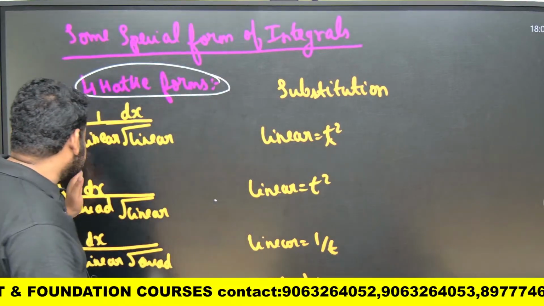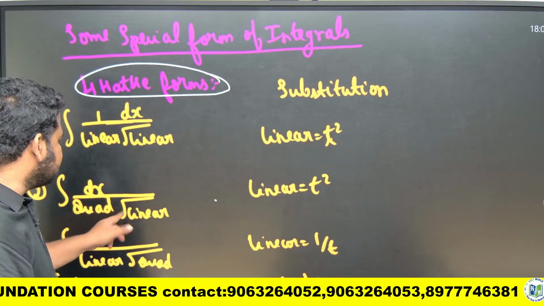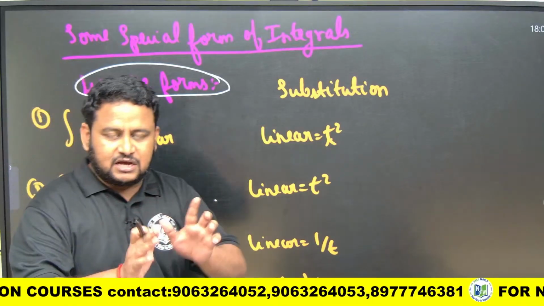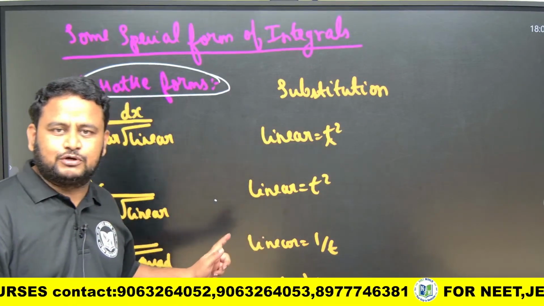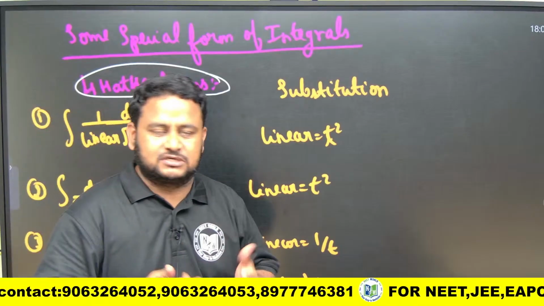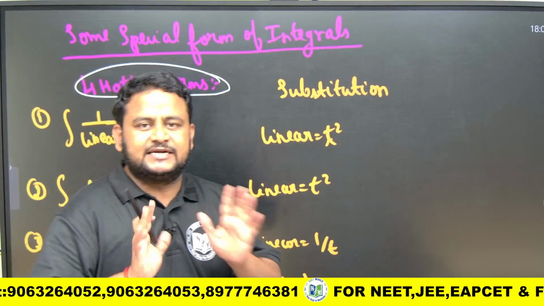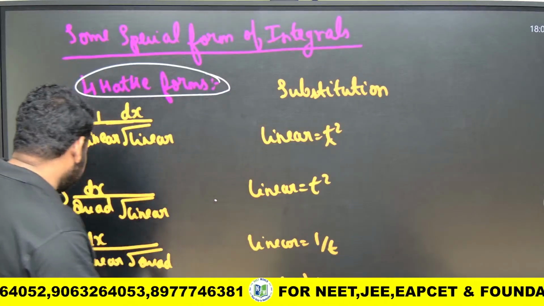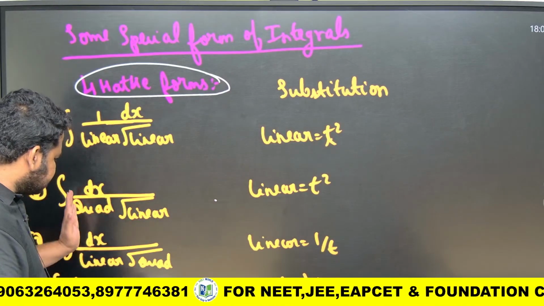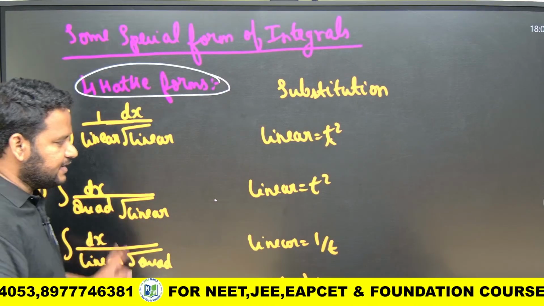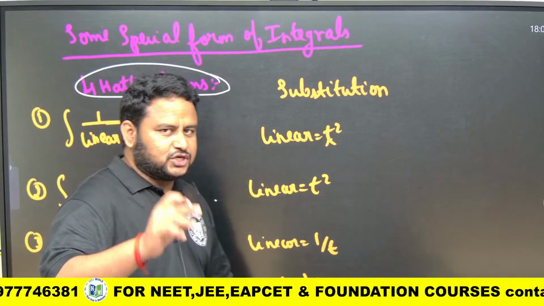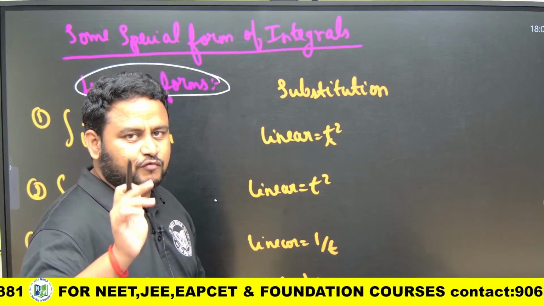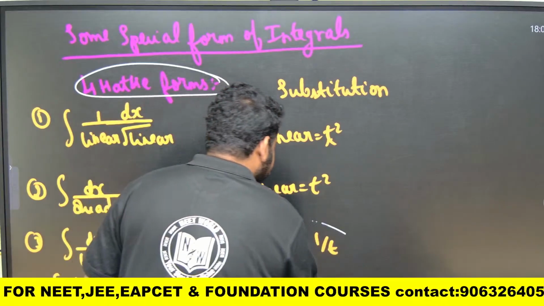Now the same thing: integral of dx by quadratic into square root of linear. Again, for the linear which is under the square root, you will put linear equal to t square. Got it? Next, if it is dx by linear into square root of quadratic, here again you will do the substitution for the linear itself, but here it changes.